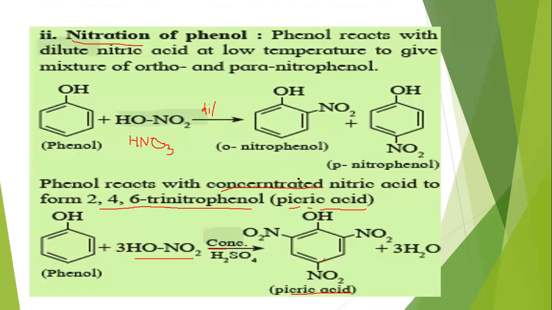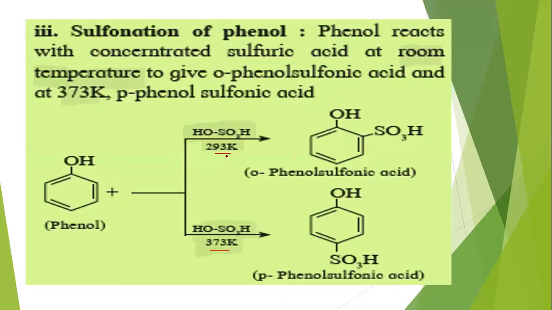Nitration takes place with two different conditions, with dilute nitric acid and with concentrated nitric acid. With dilute nitric acid, it gives a mixture of ortho and paranitrophenol. With concentrated nitric acid, it gives picric acid. Sulfonation also has two conditions: at low temperature, orthophenol sulfonic acid forms, and at high temperature, paraphenol sulfonic acid forms. Okay.